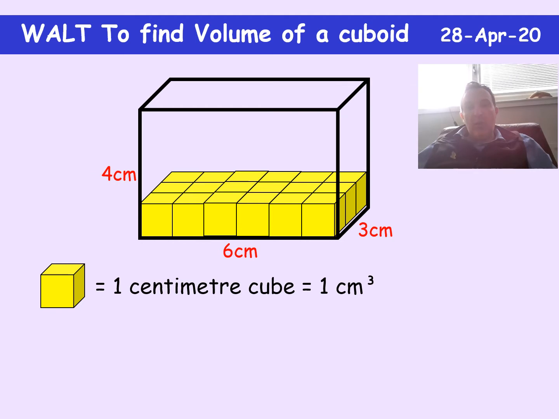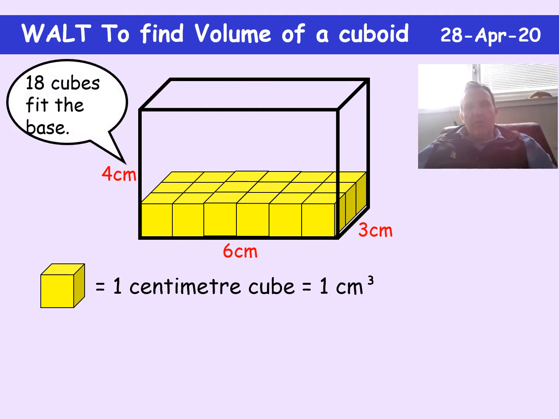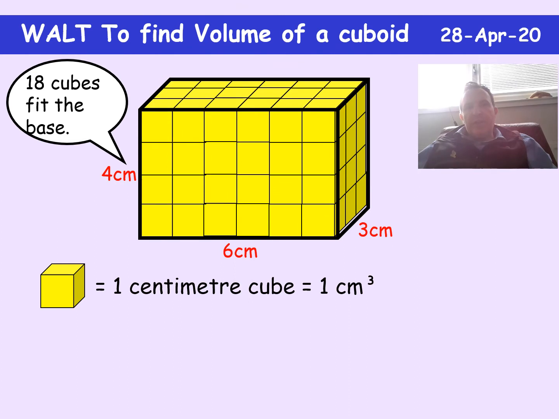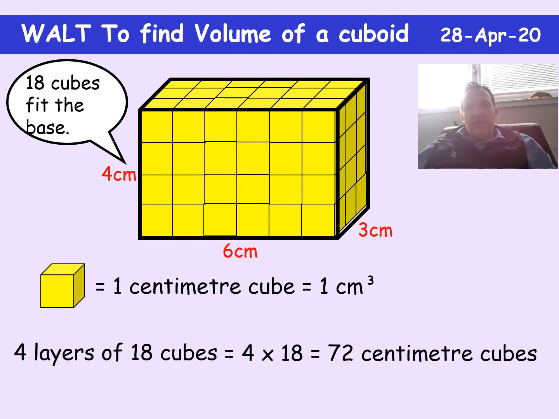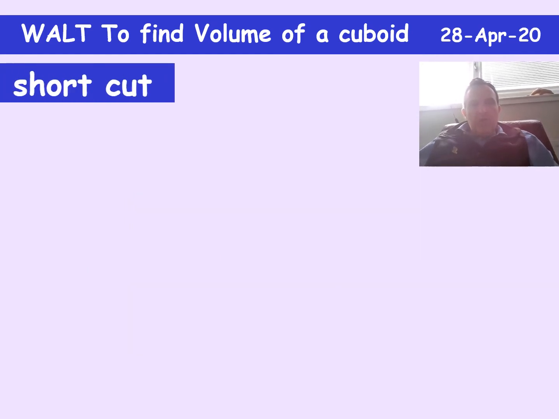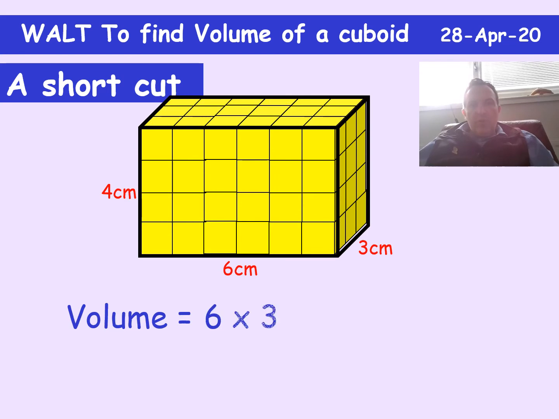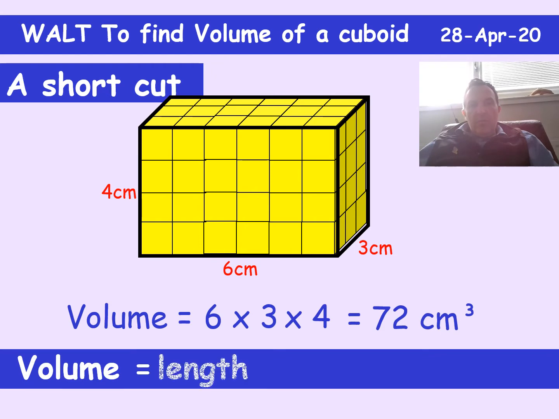So that's 18 on that bottom layer, and then we're just going to layer that up 4 times because it's 4 centimeters high, and so we can fit in 18 times 4 cubes. 4 layers of 18, well, that's like 8 layers of 9, so that's 72 cubic centimeters, and we write that like that: 72 cm with a superscript 3, a power of 3. Now we know a shortcut for that because we did 6 times 3 times 4, didn't we? But we have a formula.